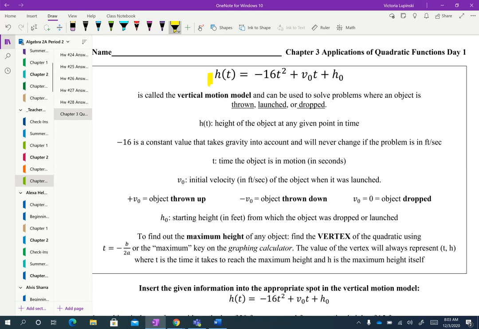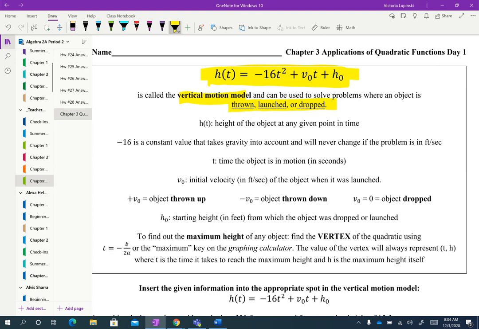So the majority of our problems are going to involve something called the vertical motion model. The vertical motion model can be used to solve any problem where an object is thrown, launched, or dropped, and that vertical motion model is shown right here. So h of t equals negative 16t squared plus v sub 0 t plus h sub 0. And again, that's how you say it, v sub 0 and h sub 0.